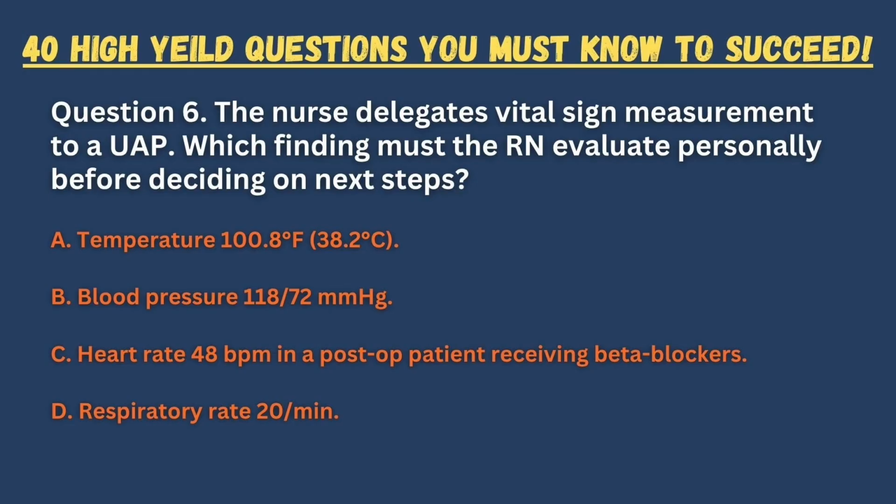Question 6. The nurse delegates vital sign measurement to a UAP. Which finding must the RN evaluate personally before deciding on next steps? A. Temperature 100.8 degrees Fahrenheit, 38.2 degrees Celsius. B. Blood pressure 118/72 millimeters of mercury. C. Heart rate 48 BPM in a post-op patient receiving beta blockers. D. Respiratory rate 20 per minute.